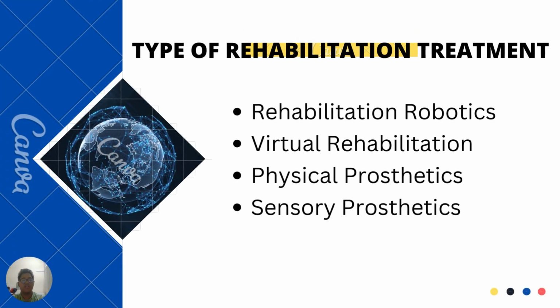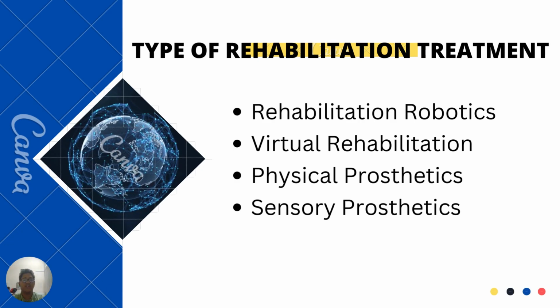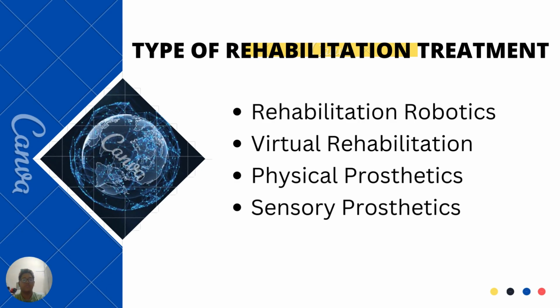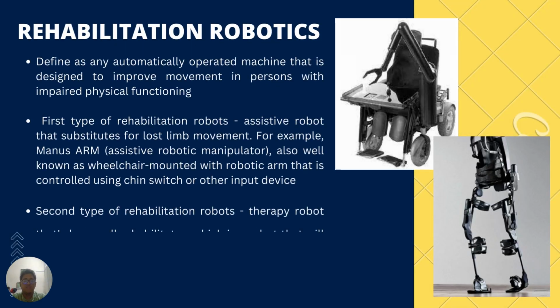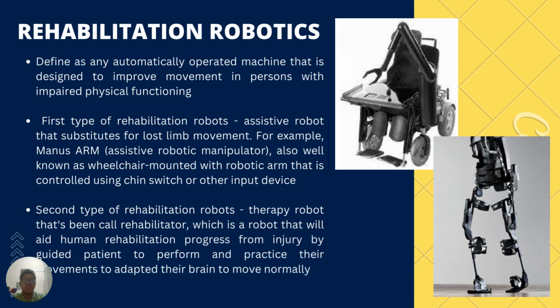From my research about rehabilitation engineering, I discovered that rehabilitation could be done in multiple ways, such as rehabilitation robotics, virtual rehabilitation, physical prosthetics, and sensory prosthetics. Let's go on with rehabilitation robotics, defined as automatically operated machines designed to improve movement in persons with impaired physical function. This type of rehabilitation has two types. First, assistive robots that substitute for limb movement.